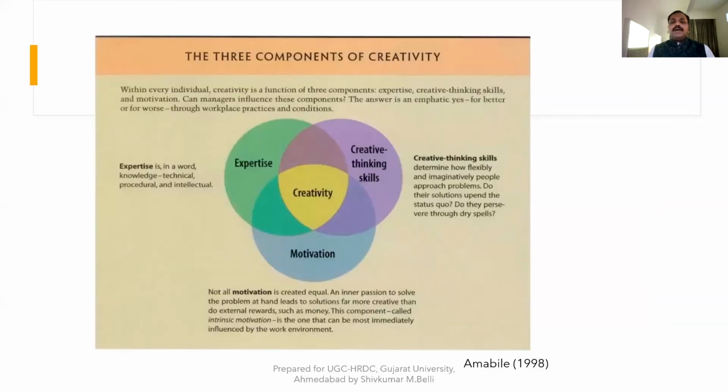Okay, now let's start. There are three components of creativity. Look at them. One is expertise, then motivation. The third one is creative thinking skills. What is expertise? Expertise is knowledge. It could be technical knowledge, procedural knowledge, intellectual knowledge. So it is an expertise. Then another important component of creativity is motivation.